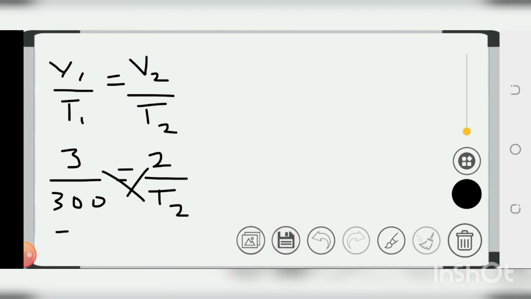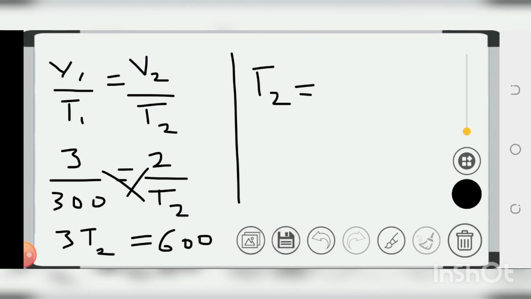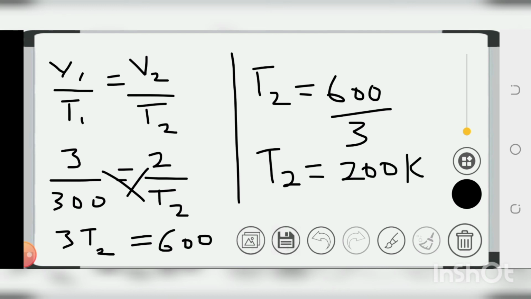Now we cross multiply again. So 3 times T2, which is 3T2, is equal to 600. So T2 is equal to 600 divided by 3. T2 is equal to 200 Kelvin.